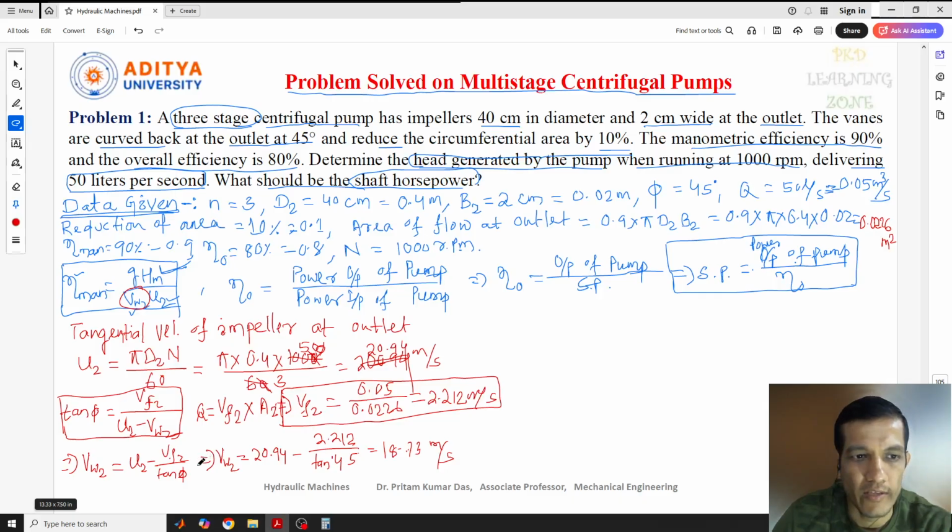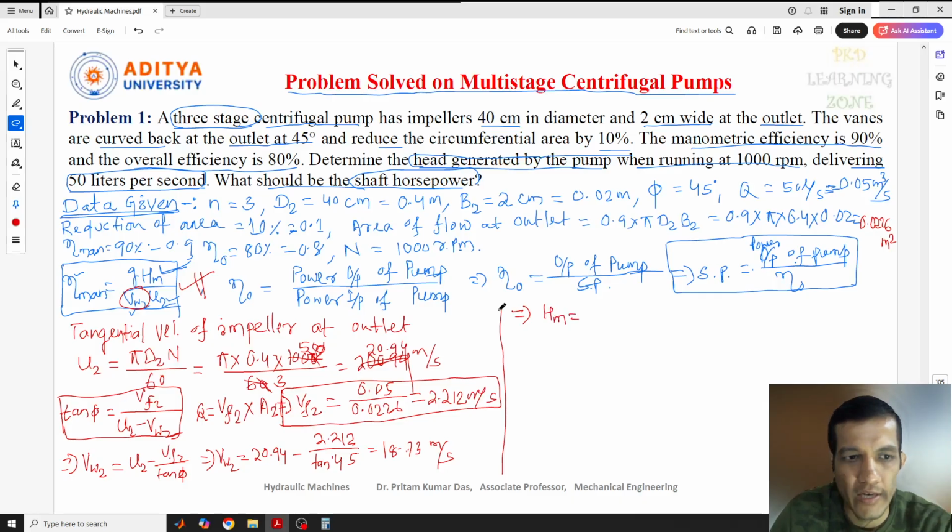So why have I calculated the vw2 value? To find out this Hm value, correct? Now just put this value in the equation and you can find it. Now Hm I'll keep on one side, and the remaining values I'll take to the other side. That means Hm equals manometric efficiency into vw2 into u2 divided by g.